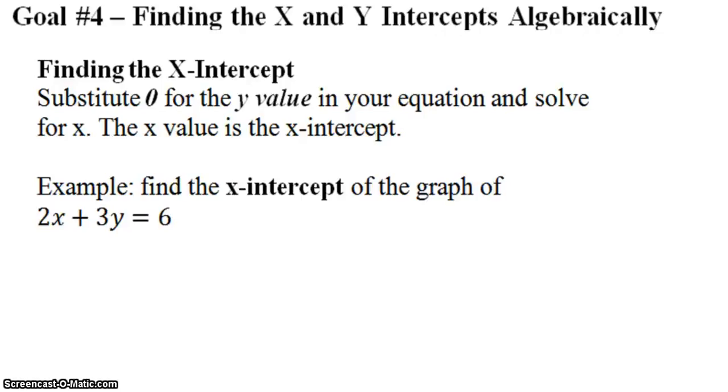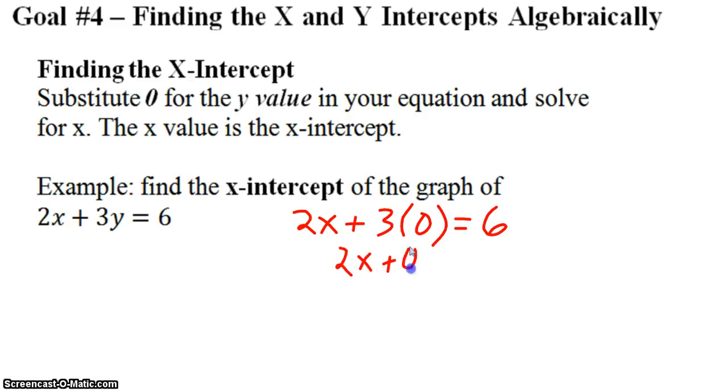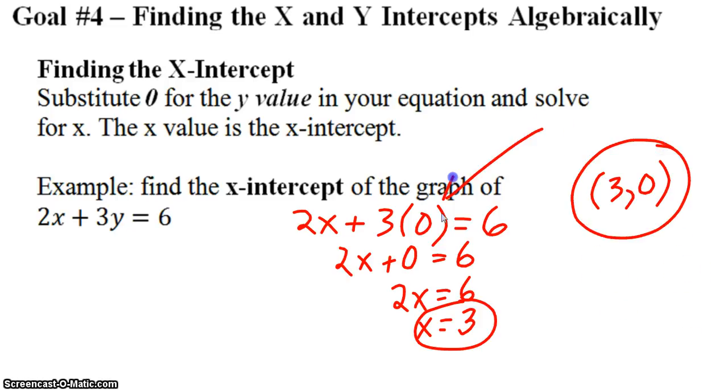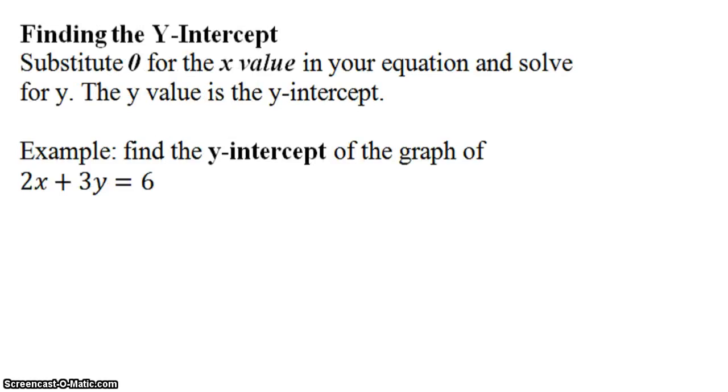So in this example here, I'm going to plug in 0 for y. 2x plus 3 times 0 equals 6. 3 times 0 is 0, so 2x plus 0 equals 6. 2x equals 6. So divide by 2, x equals 3. So that is my x-intercept, which is the point (3, 0). You'll notice the only thing I did is plug in 0 for y and then treat it like a normal equation.